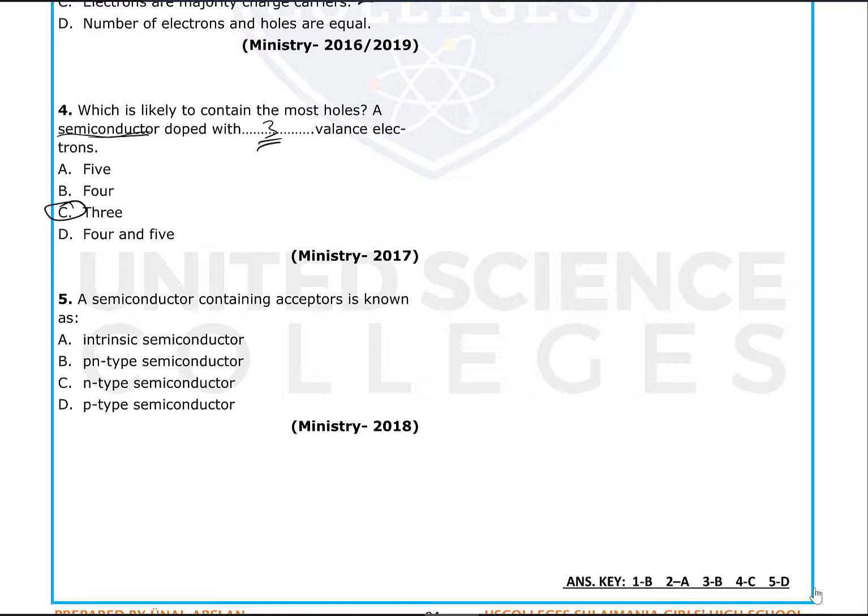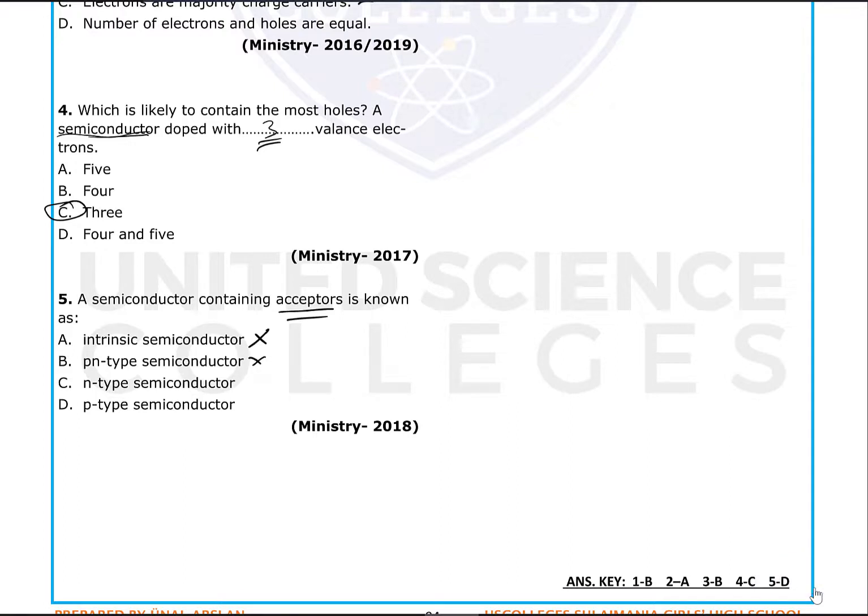And question number 5, a semiconductor containing acceptors is known as what? Intrinsic semiconductor, no. Intrinsic is pure, so you shouldn't add any foreign atoms into the structure for intrinsic. This is not correct. P-N type, we don't have such a definition of P-N type.